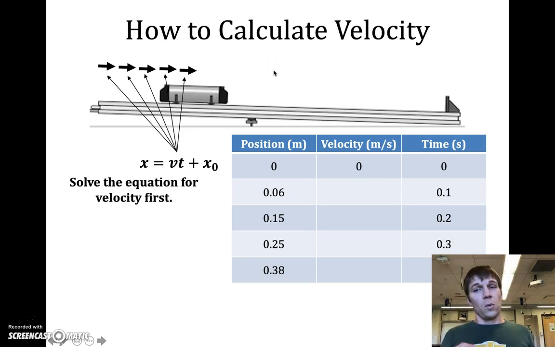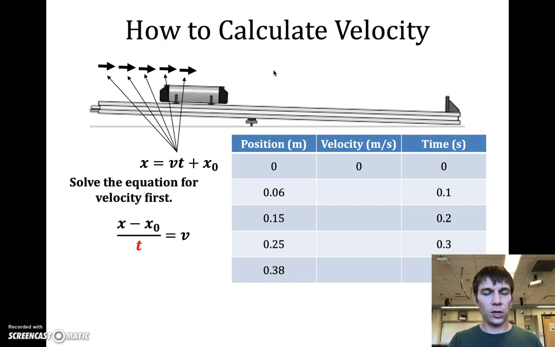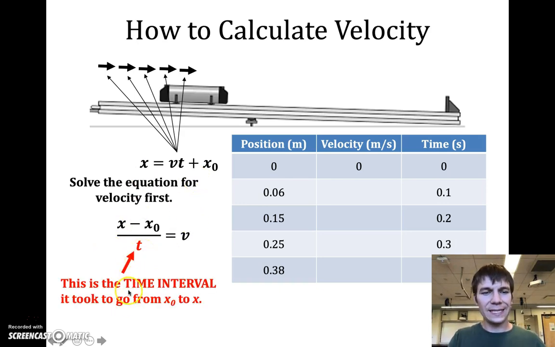Whenever you're using the same equation over and over again, solve it for the variable you're looking for with just variables. So if we solve this equation for velocity, move x naught, or initial position, over to the other side, and divide both sides by time. Now this time here is the time interval. It's not the time on your stopwatch. It's the interval that it takes to go from your starting position to your final position for that time interval.